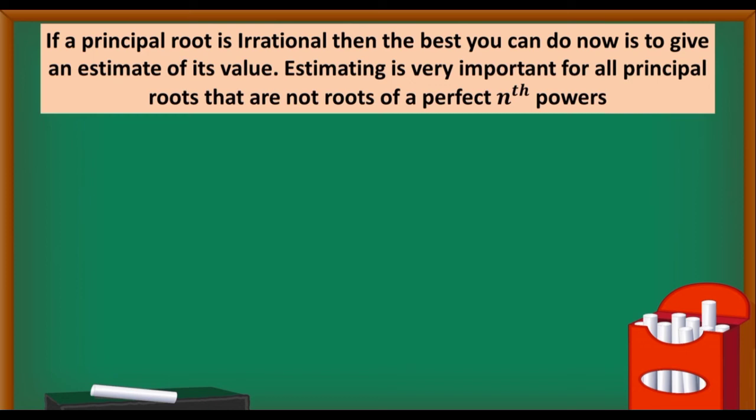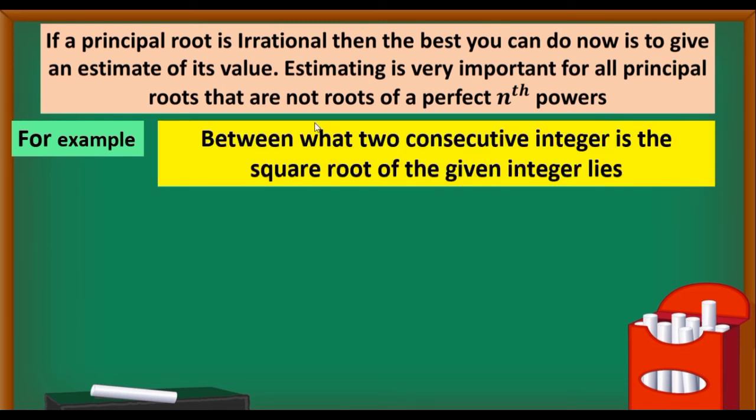So, ang kukuhanan natin ngayon ng principal root ay irrational. At by the way, i-estimate lang po natin ang sagot, kasi since hindi siya perfect square, hindi po exact ang sagot niya. So for example, between what two consecutive integers does the square root of the given integer lie? Nasaan daw ba nakapagitan yung given number or square root?